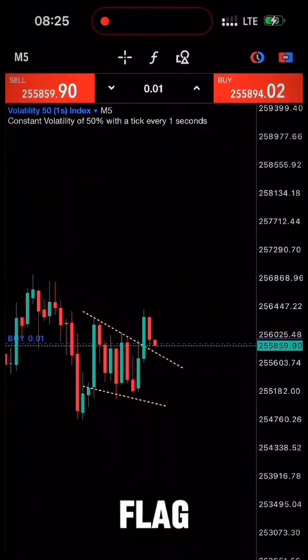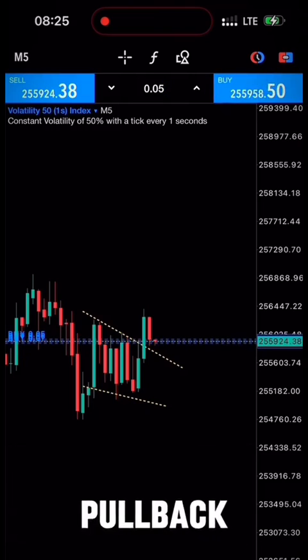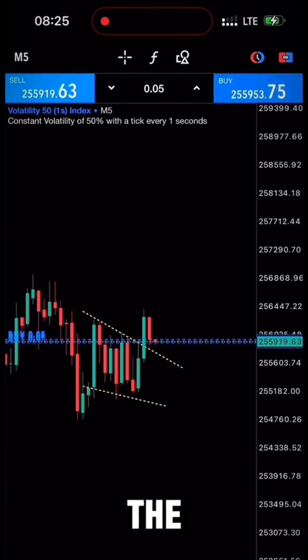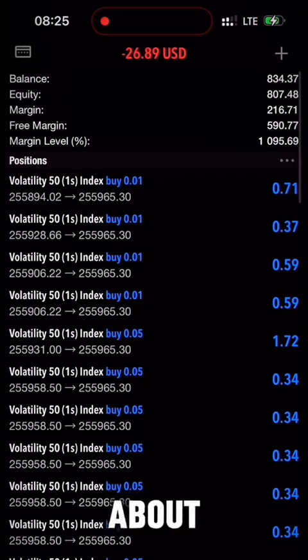This is a bullish flag. What do bullish flags do? They break out and then they come back with a pullback. If the pullback does not close inside the trend line, then it's not a fake out. Then it means it's going to buy. All right. So it's all about the market patterns.